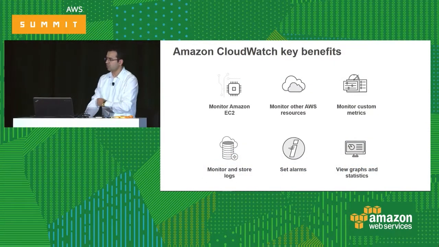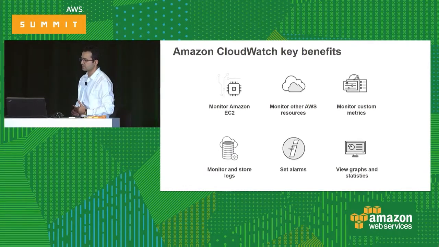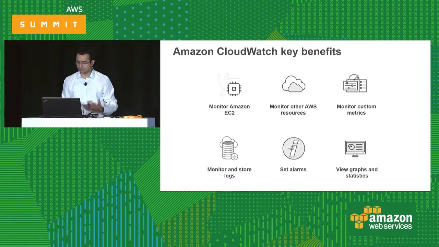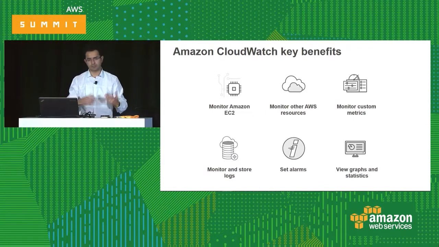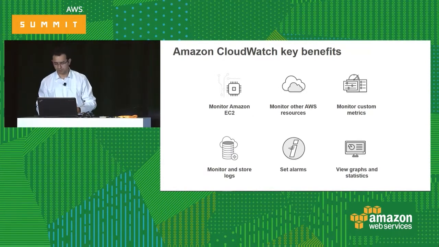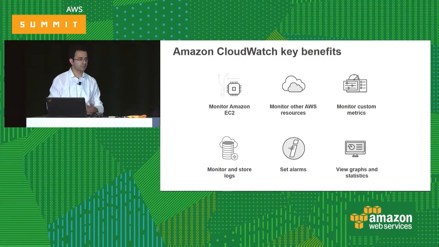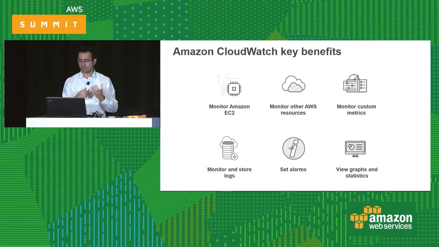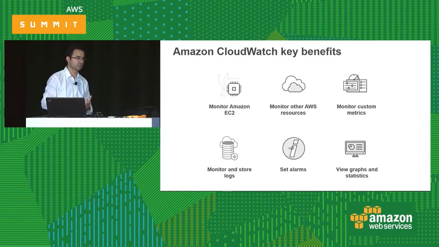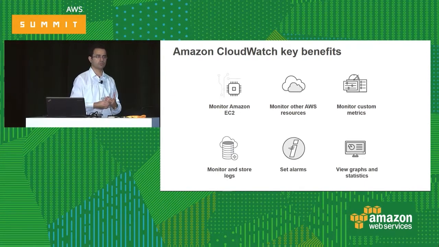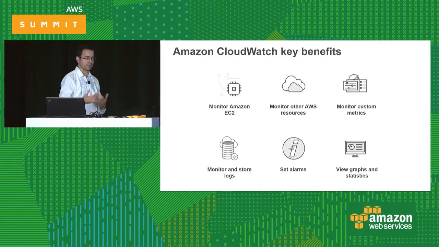Using CloudWatch, you can monitor EC2 metrics such as CPU utilization or disk usage. You can monitor other resource types like DynamoDB tables or Amazon Elastic MapReduce job flows. You can submit your own custom metrics that are generated by your applications, and have them monitored through CloudWatch. You can also set alarms on any of your metrics. So basically, if it crosses a certain threshold, you get immediately alerted, and you can take corrective action.